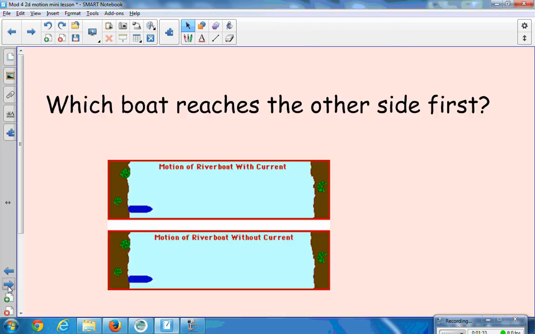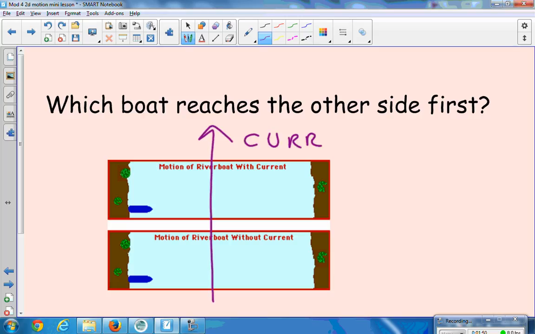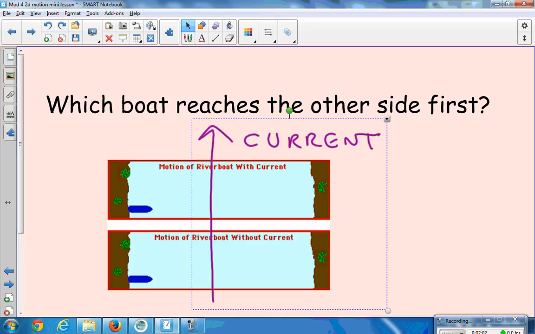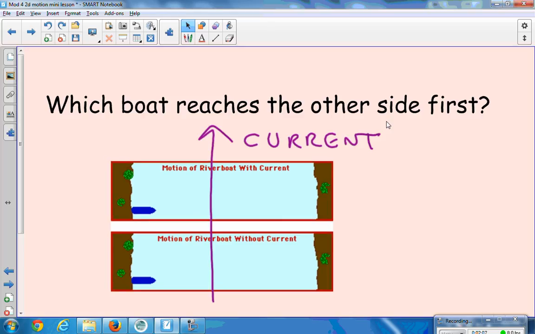A couple big ideas that I really want you to get here. Let's consider this. We have a river. The current is flowing this way. Let me pick up a pen here. I like purple. So let's say the current is flowing this way. Okay, so which boat reaches the other side first? Now the two choices are that we have motion of the riverboat with current and without current. So which one's going to get across first?